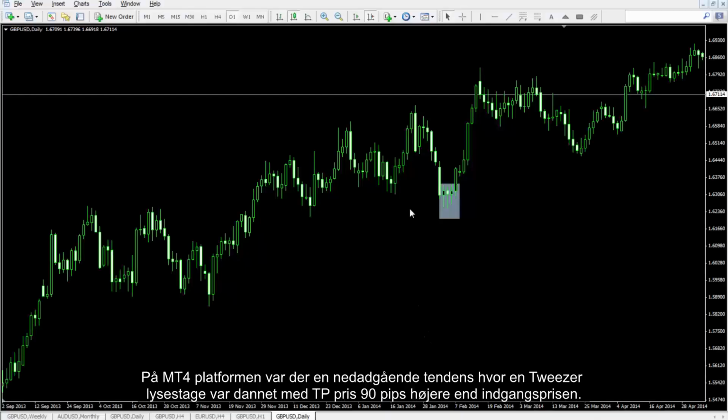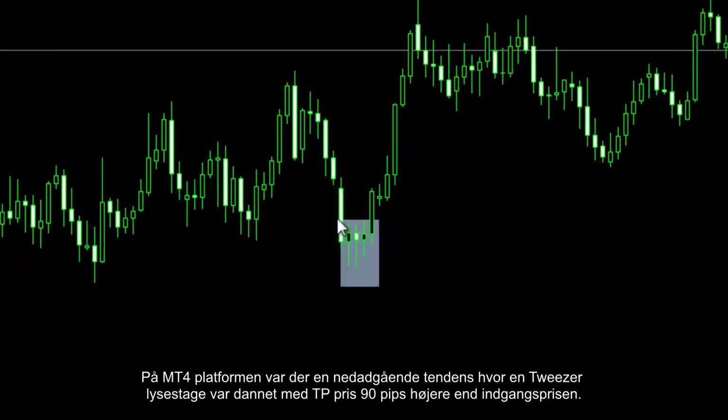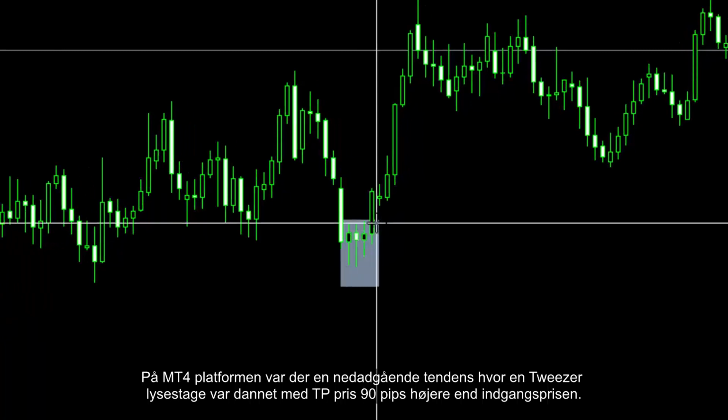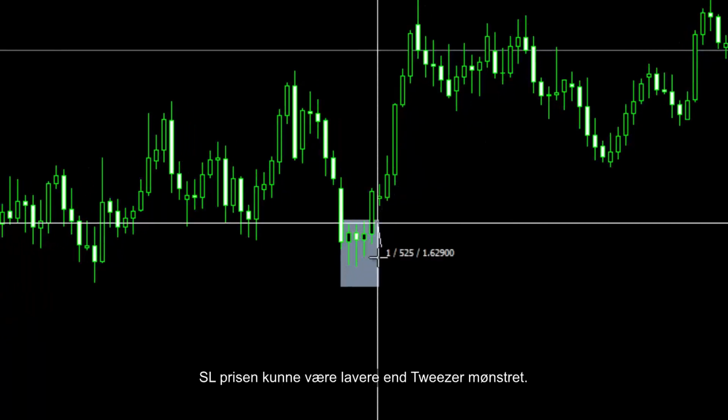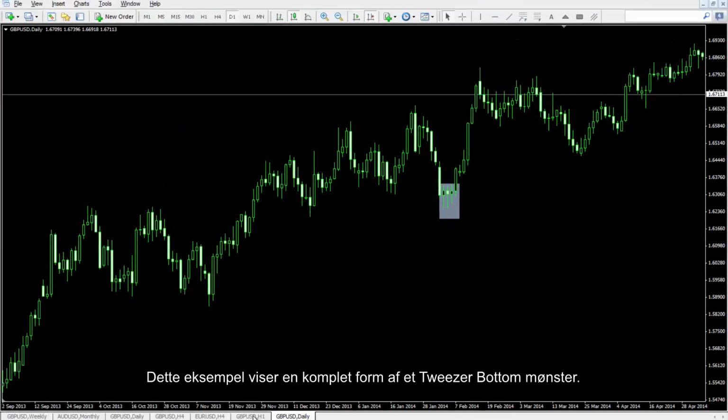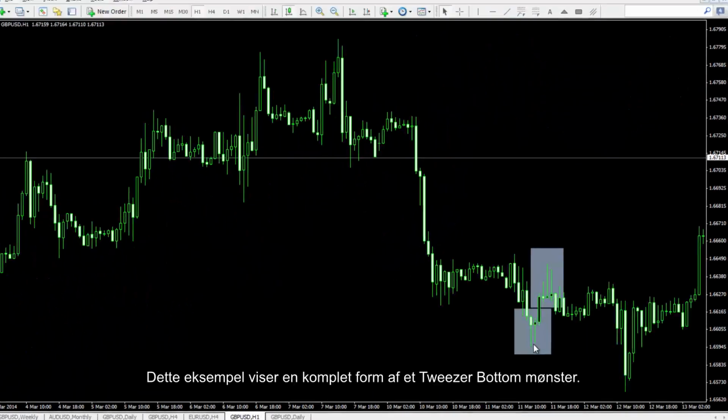On MetaTrader 4 platform, there was a downtrend in which tweezers candle has formed with TP price of 90 pips higher than the entry price. SL price could be lower than the tweezers pattern. This example shows a complete form of a tweezers bottom pattern.